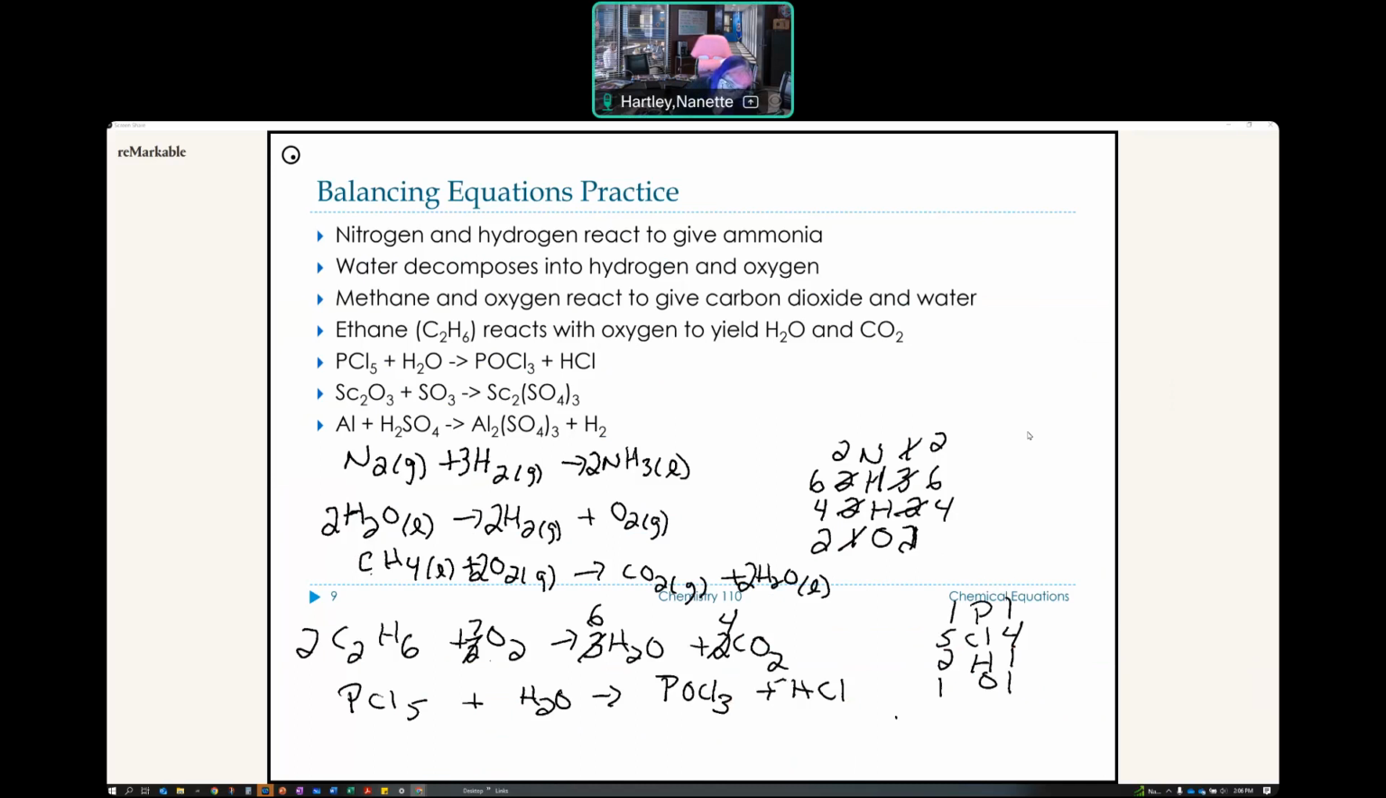So I'm going to multiply this by 2, and I now have my 2 hydrogens. But I've now changed my chlorines as well. And look at that, I have 5 of them. Oh, did I do that? I did. I now have the same number of everything on both sides, and I'm done. Cool. I love it.